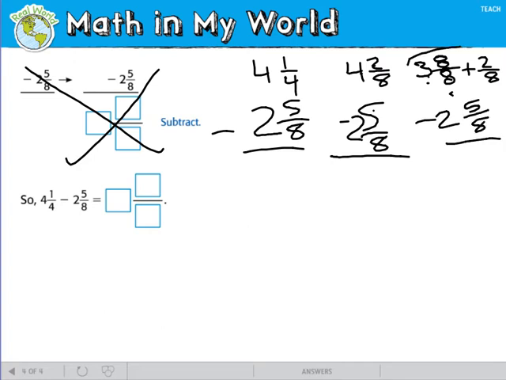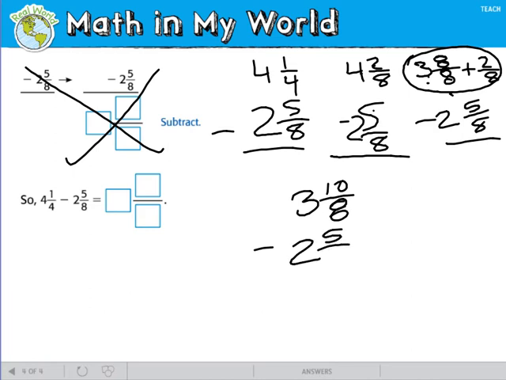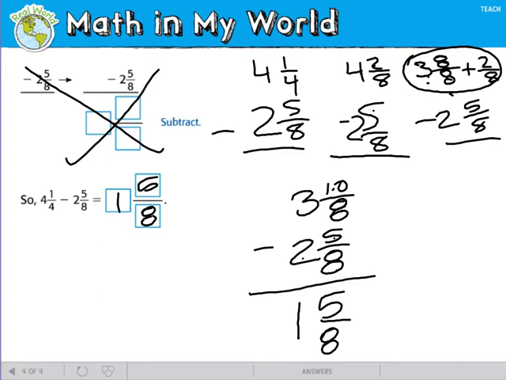Okay? We did this problem first. Then we subtracted the 2 and 5 eighths. 3 subtract 2 is 1. 10 subtract 5 is 5. The 8 stays the same. We have 1 and 5 eighths. Okay. If you try to do this all at once, you're going to mess it up.